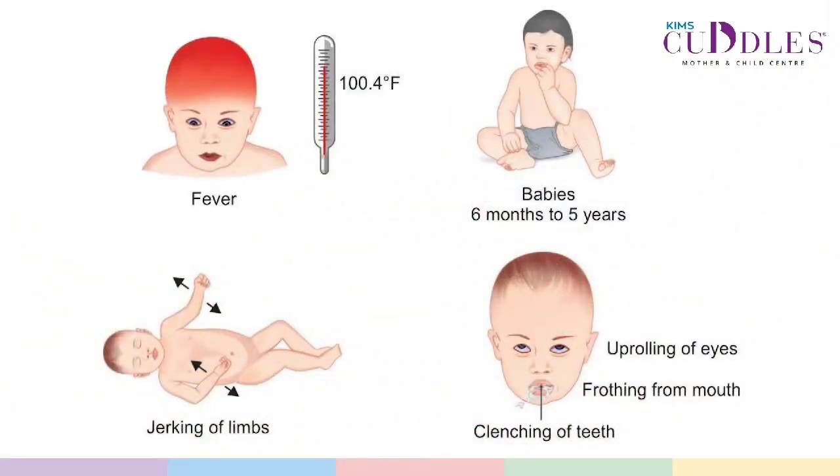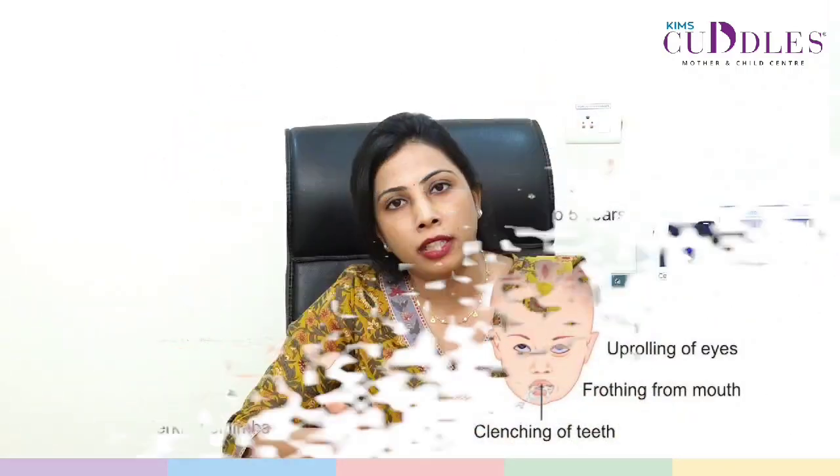These convulsions can occur in the form of uprolling of eyes, clenching of the teeth, frothing from the mouth, or it can be tightening of the limbs or jerky movements of the limbs. So these febrile seizures can be simple or complex febrile seizures.